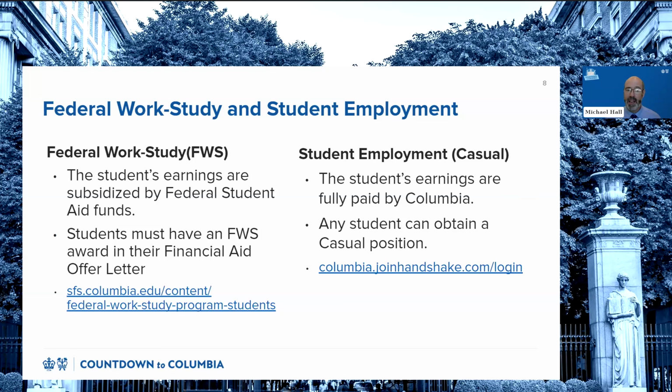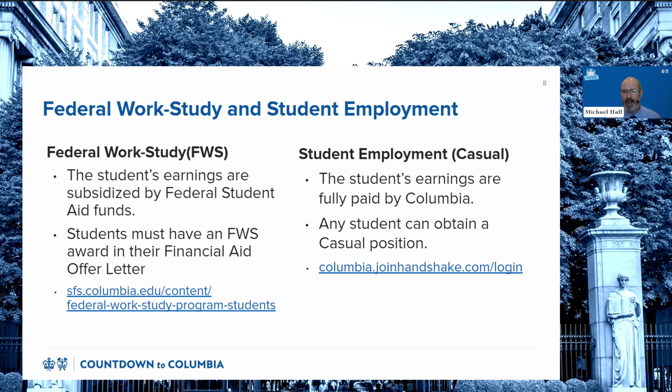First off, federal work study is actually subsidized by the Department of Education, right? So when you're getting your paycheck, you're getting a single paycheck, but on the back end, part of that's being covered by the Department of Ed, and part of that's being covered by Columbia. If a student is doing student employment, or what we sometimes call casual employment at Columbia, then all the earnings are being fully paid by Columbia.